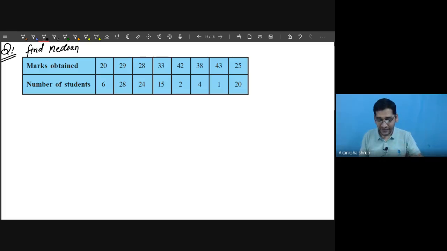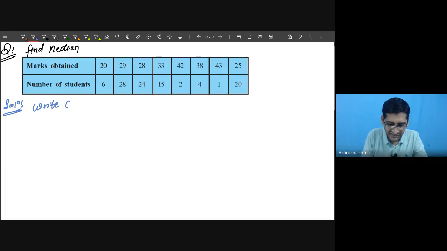A student, take this table, draw the cumulative frequency table. So we are going to draw the cumulative frequency table considering up to or equal to. So for drawing the cumulative frequency table, write down this solution. Write cumulative frequency table.